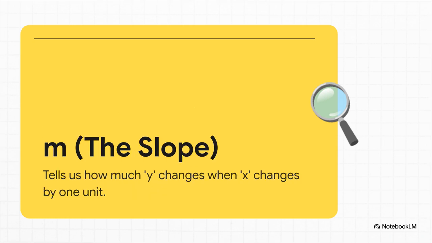Now, m is the slope, and this is where things get interesting. The slope is the engine of our model. It tells us how much y changes every time x increases by 1. So if m equals, say, 5, our model believes that for every single extra hour of studying, a student's score will go up by 5 points.